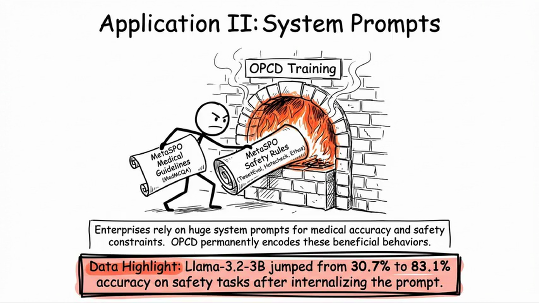What makes OPCD clever is it takes those beneficial behaviors and permanently encodes them into the model, so you do not need that huge prompt at inference. And the impact is not subtle. Llama 3.2 3B jumps from 30.7% to 83.1% accuracy on safety tasks after internalizing the prompt.